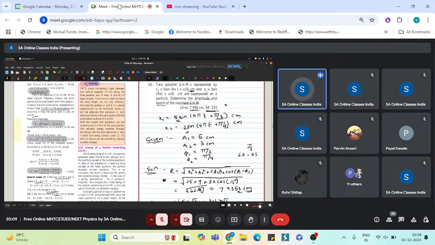So this is a very easy category of questions. You just have to compare the given equations of two SHM with the formula for displacement, and then find out A1, A2, and then just put these values in these two equations. That is the simplest kind of questions they can ask in the exams.